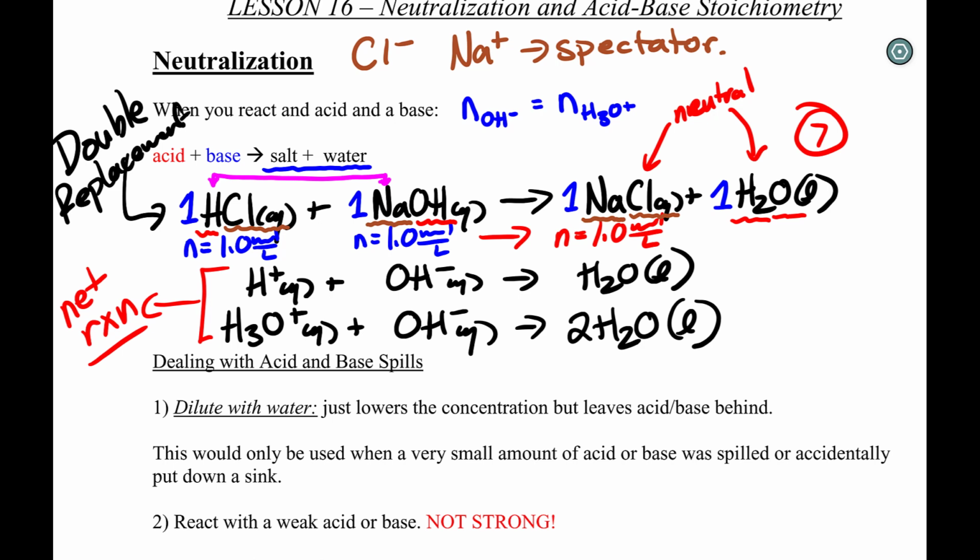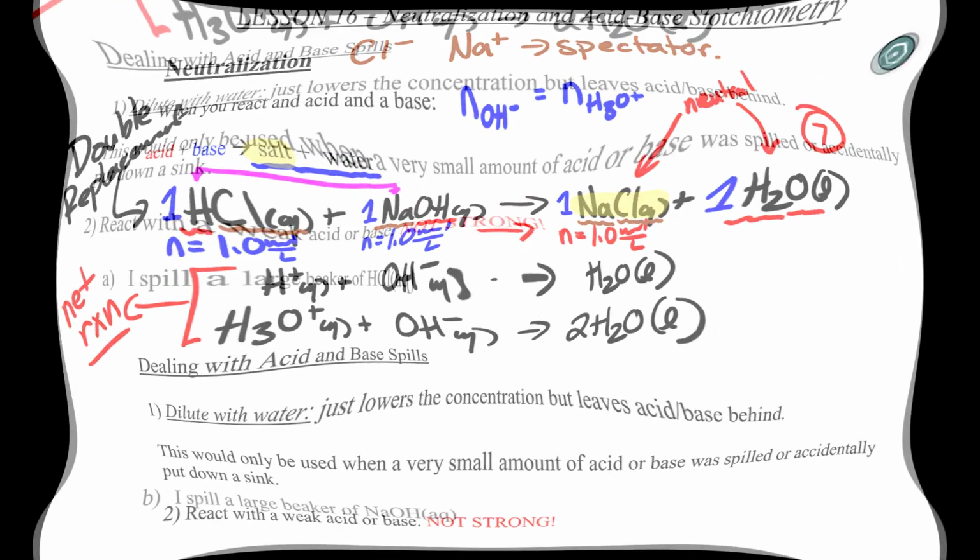Now I just want to point this out. In our basic reaction at the top that says acid plus base makes salt plus water, the salt in this case literally is table salt. But really a salt is any ionic compound. It doesn't have to be NaCl. It could be a number of other neutral salts that are being produced.